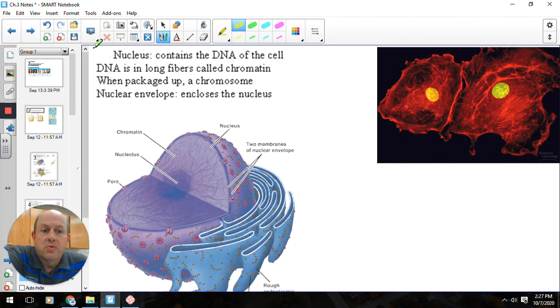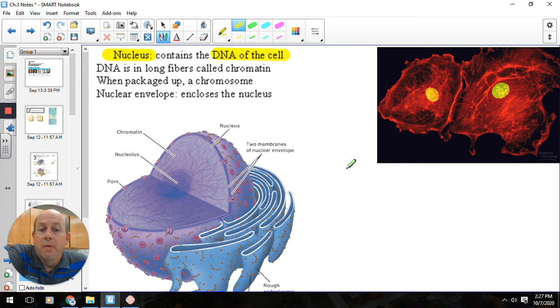As we switch over to the eukaryotic cell, these are organelles, and so these are the things that you have in your cell. The first is going to be the nucleus, and the nucleus is kind of the brains of the cell. This is where all the genetic information is going to be held, and it's what causes that cell to be that cell.